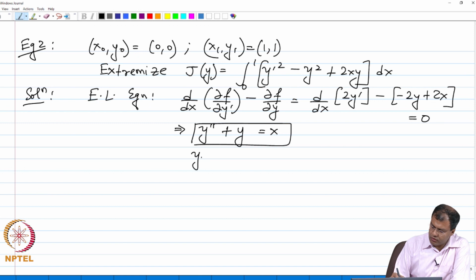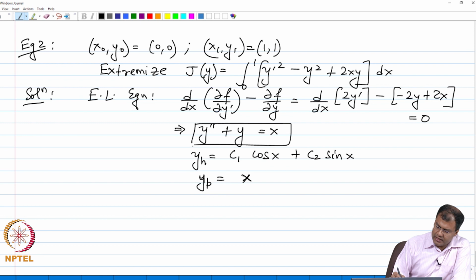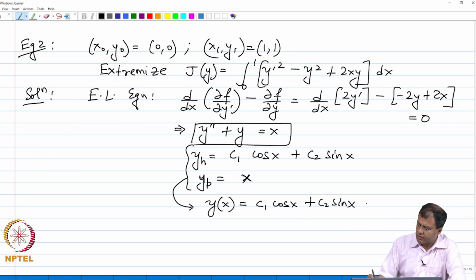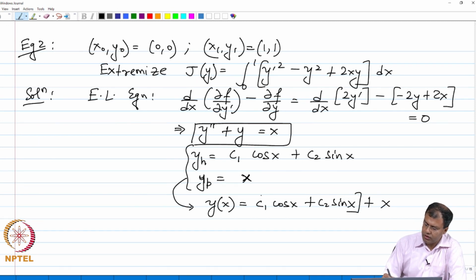The homogeneous solution to this ODE will be a linear combination of cos and sine, and so I am directly using some of the results of the solution to ODEs. The particular solution to this problem will be y particular equal to x, right, and then we can combine to get the extremal of this functional. This is C1 cos x plus C2 sin x, the homogeneous solution, plus the particular solution, right.